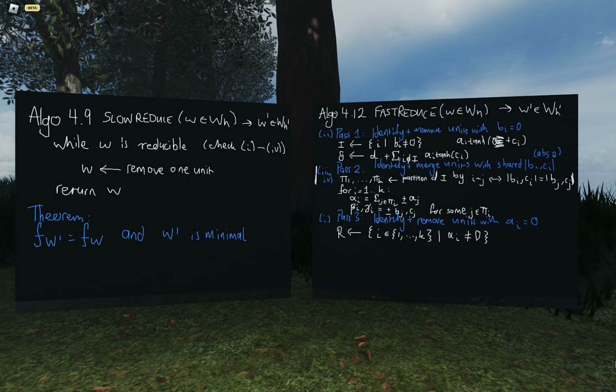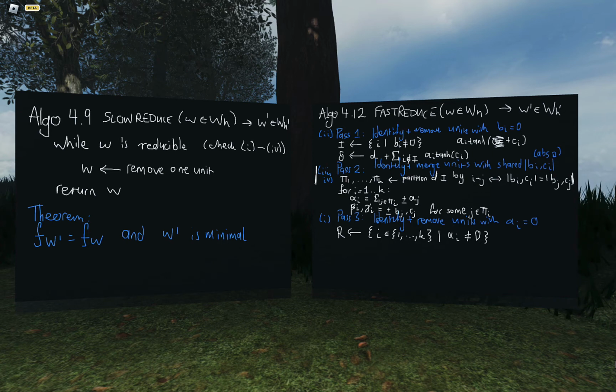And so R is actually the indices of the units that we're going to keep. This is a little tricky with the indices anyway. I think the idea is clear here, but you've got to decide which subscripts you want to use.